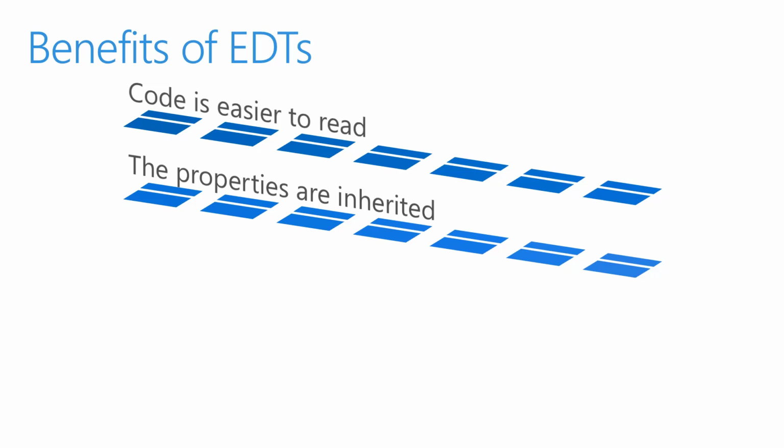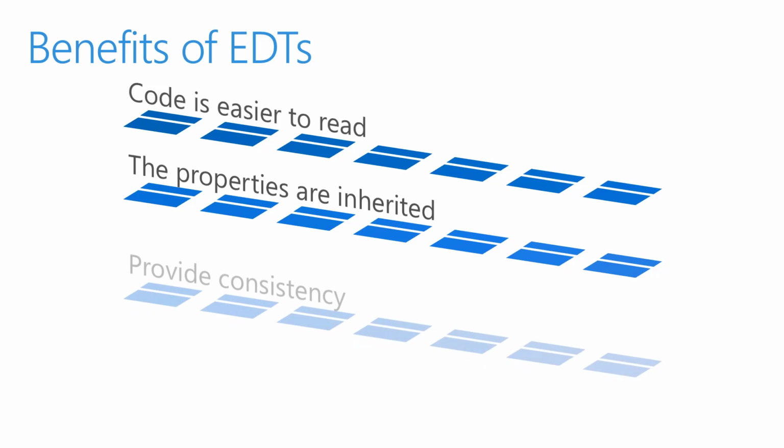Additionally, the properties you set for an EDT are used by all instances of that type, which will then reduce work duplication and promotes consistency. So for example, most account numbers in the system are based on the account num data type, so they will have the same base properties throughout the system.